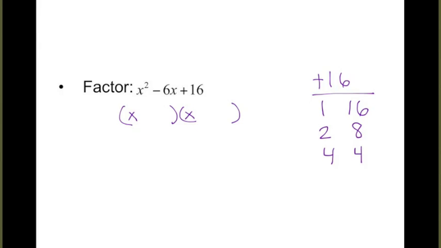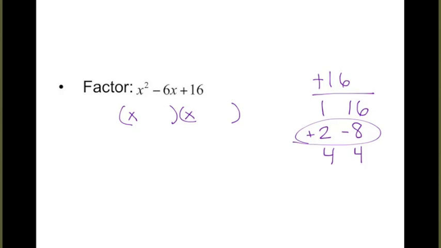Now we want to pick the set that in some way I can make the middle number, a -6. By adding or subtracting, I need to make a -6. I could do that with a +2 and a -8. Those would add up to a -6. But that's a problem. Because what would they multiply to be? -16. And we need a +16.